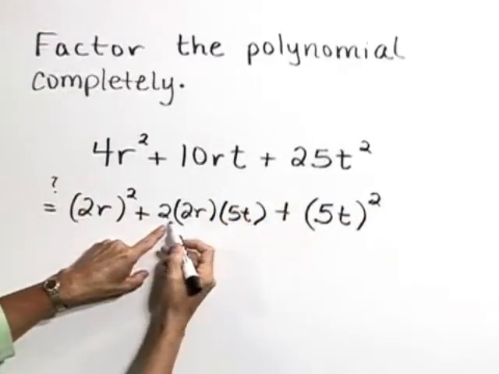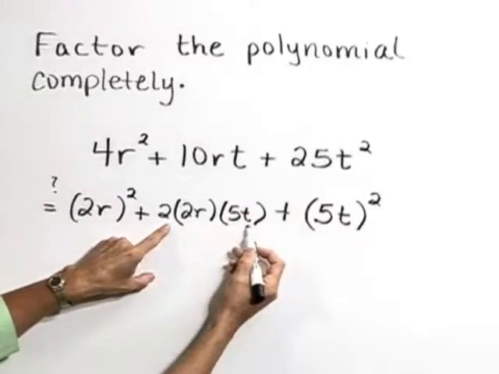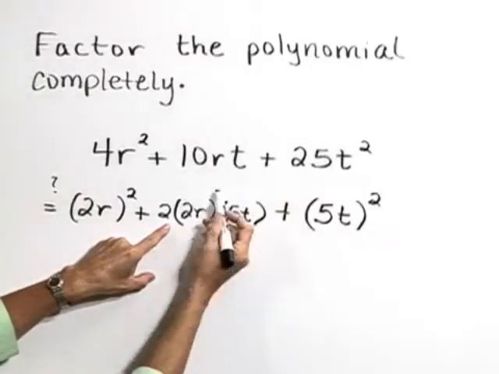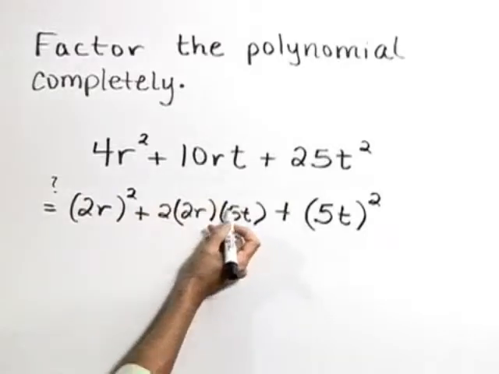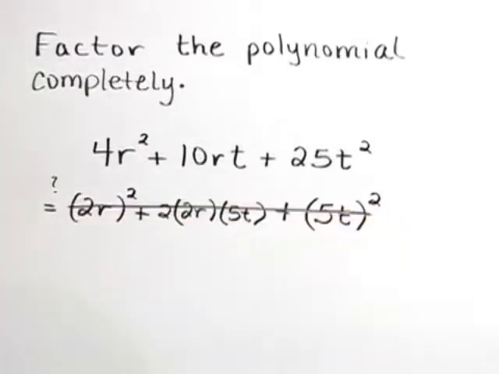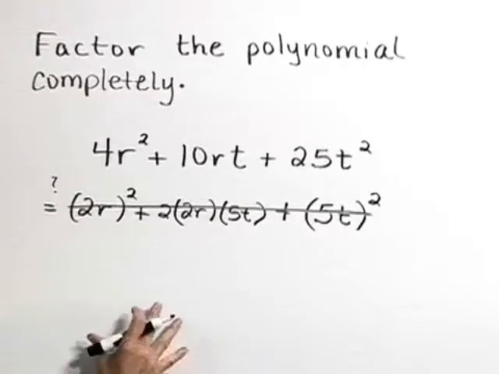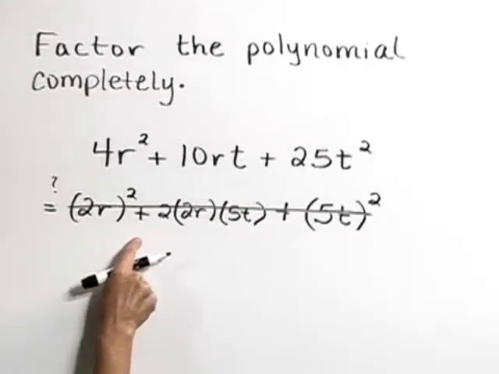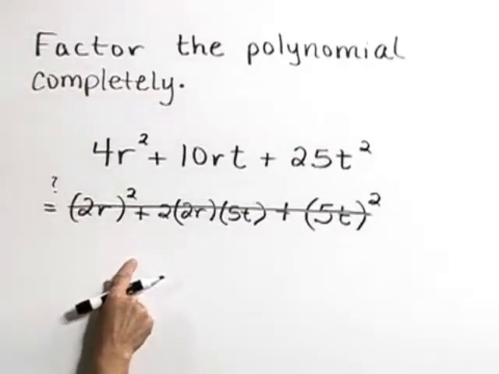Well, the product here would give a 4r times 5t, or a 20rt. So that doesn't work. This middle term doesn't check out. It's not a perfect square trinomial. So let's just try to factor it using trial and error. Actually, you know what? I think I'll try the grouping method. That may get us there a little bit quicker.